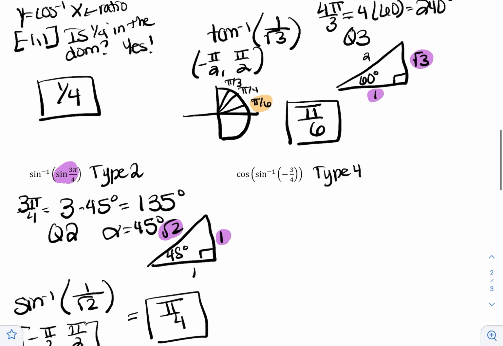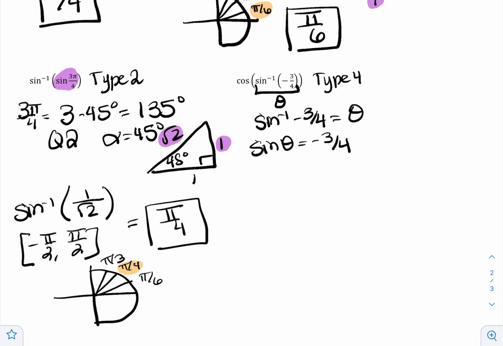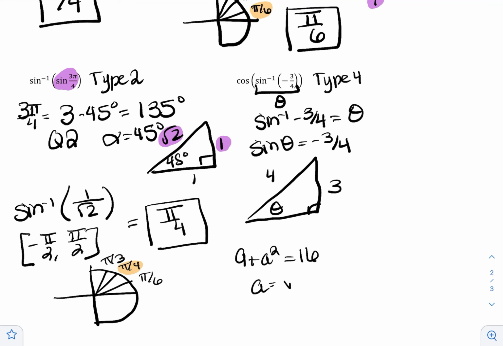And then we're going to do type 4, which is the one where you assign an angle. So first you assign an angle. So you get sine inverse of negative 3/4 is equal to theta, which means that the sine of theta is equal to negative 3/4. I can now draw a triangle. Opposite over hypotenuse. I get 9 plus a squared is equal to 16, which means that a will be the square root of 7.